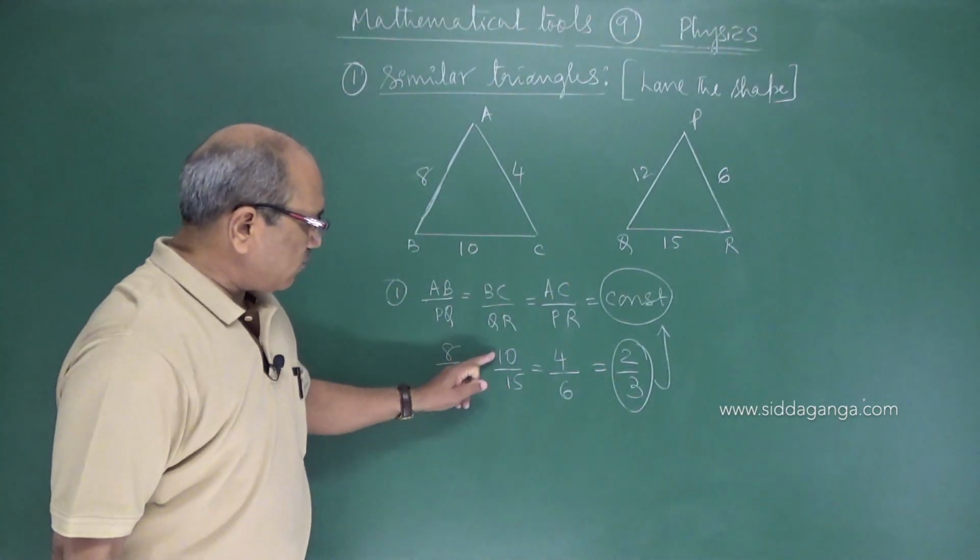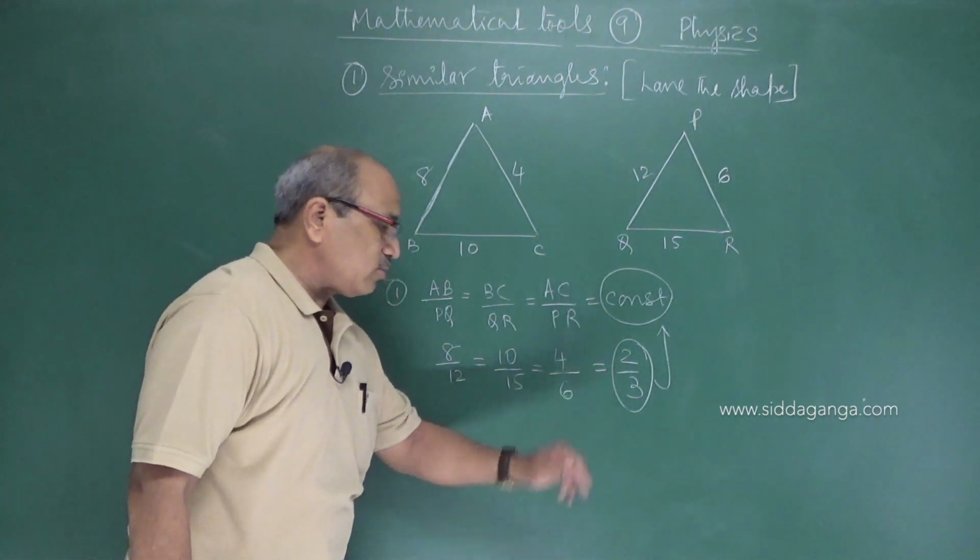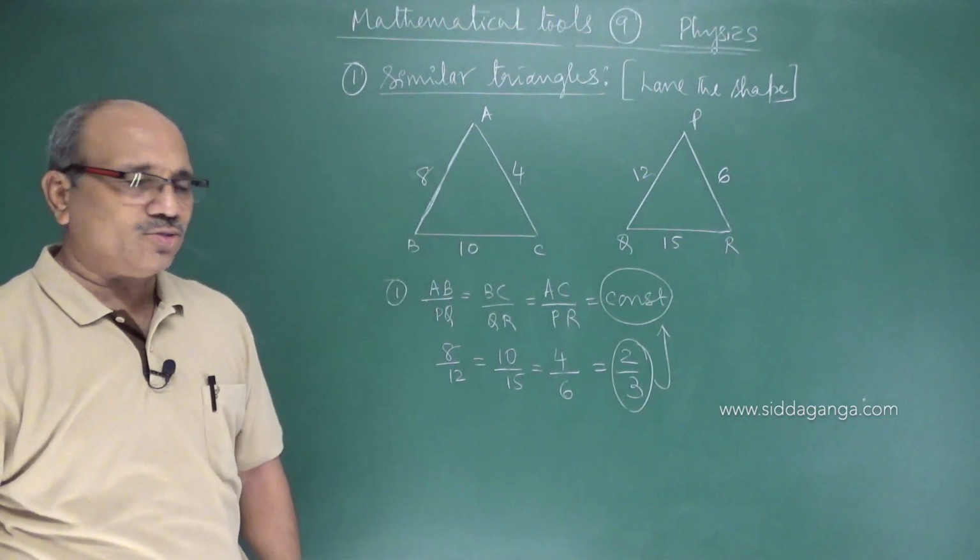So it is 2 by 3 again. 5 2s are 10, 5 3s are 15, so 2 by 3. 2 2s are 4, 2 3s are 6, so 2 by 3. And another logic I will show you.